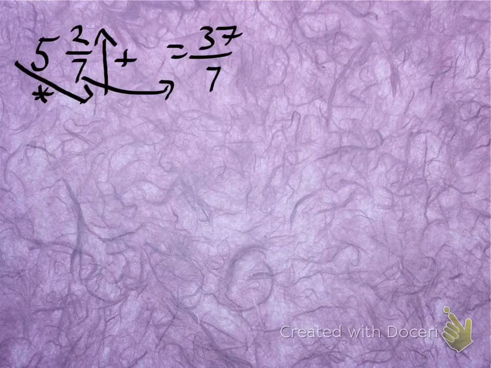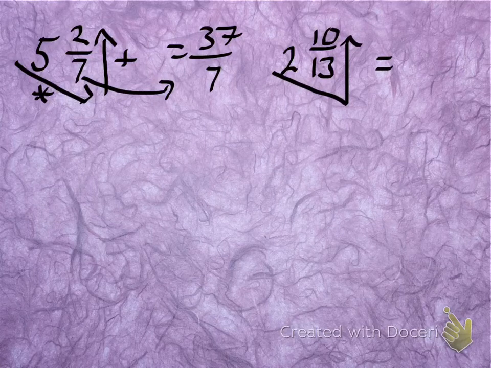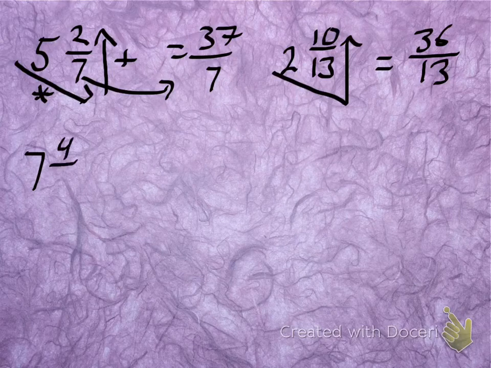Alright, let's try a different one. Let's try 2 and 10/13. Again, do the check mark. Okay. 2 times 13 is 26, plus 10 gives me 36. And I divide that by 13. Okay. One more, and then we'll have you do a couple on your own. Suppose I give you 7 and 4/12.